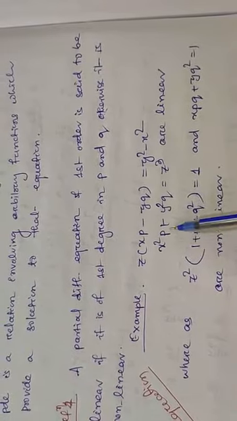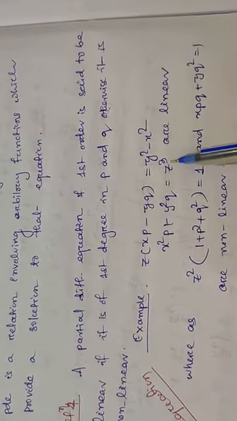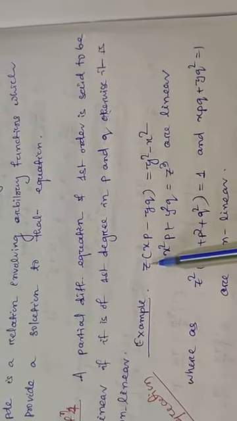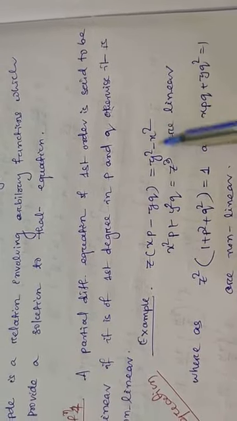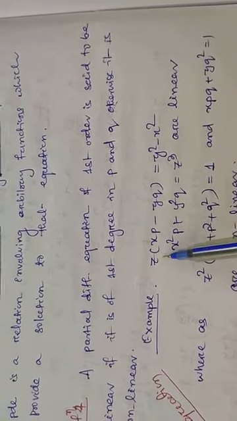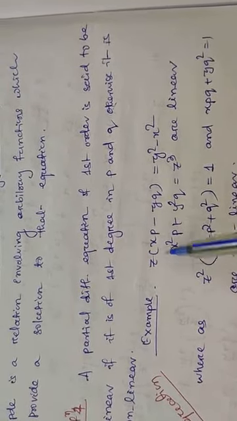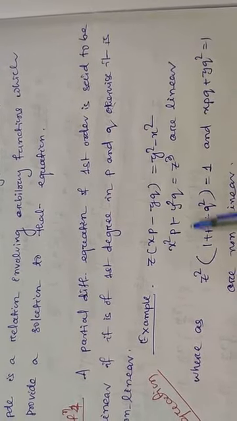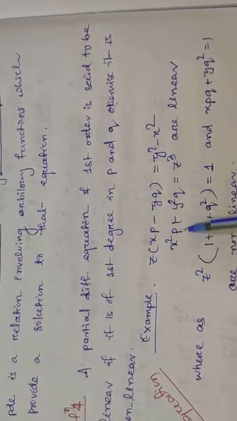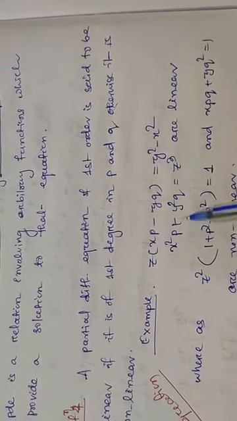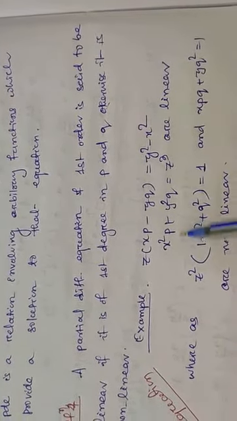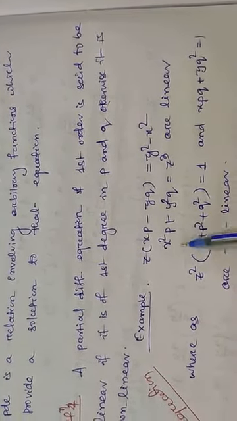Again, x square p plus y square q is equal to z cube. Look at these two equations. It is a relation between x, y, z and p and q. So it is a first order linear PDE. Look at this equation. It is a relationship between x, y, z, p and q. So it is also a linear PDE.